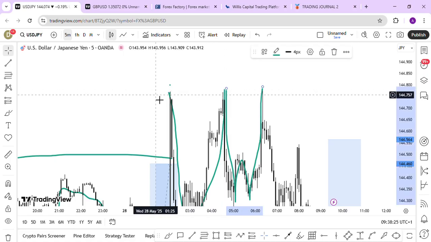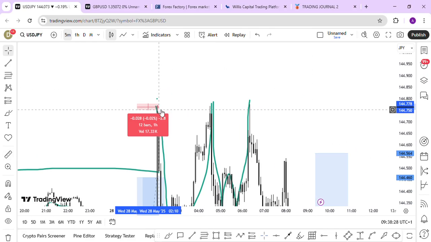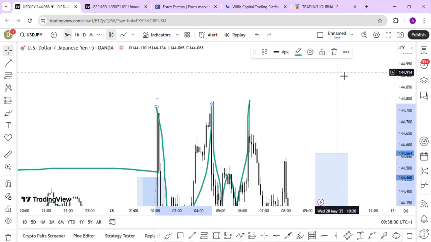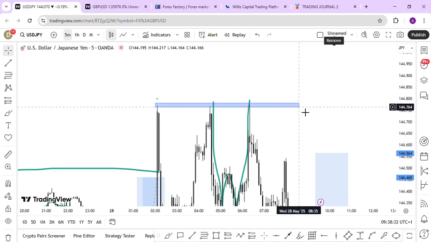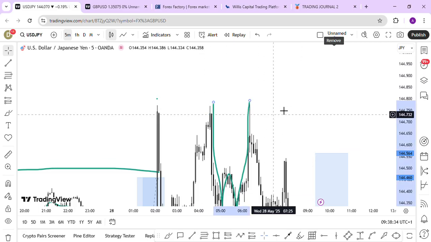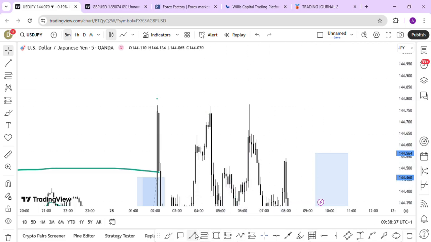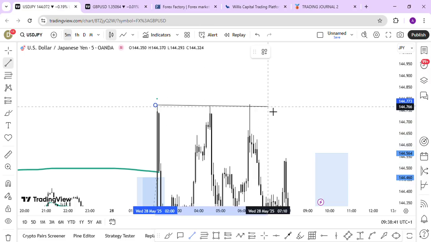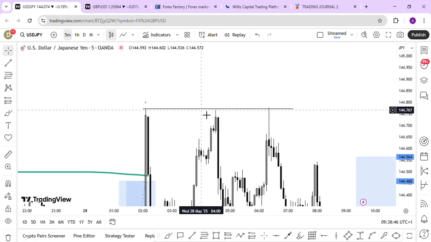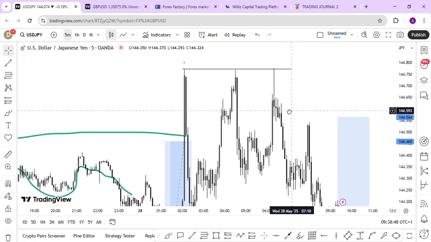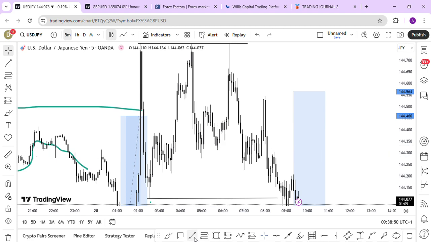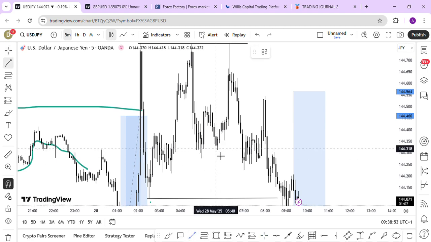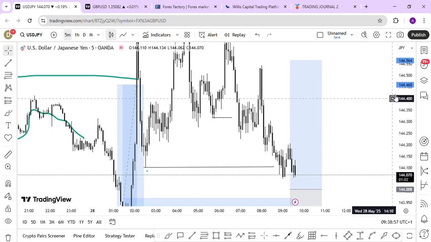Let me remove this stuff. So we see that we were unable to sweep, because what's crazy about SMC is it involves detailing. So you have to be detailed. Look at this high. You see, the first attempt was unable to sweep it, and the second attempt was able to. So now it means that this is our last low, which we can call the minor inducement. So you understand, but this is the major inducement.